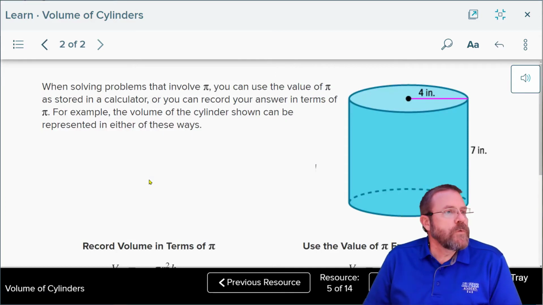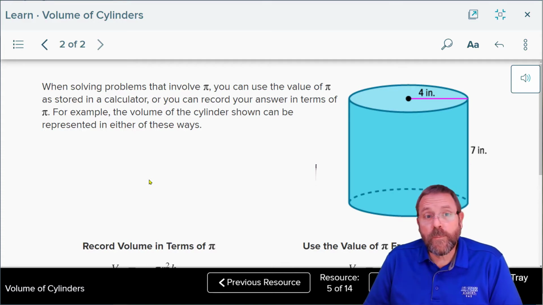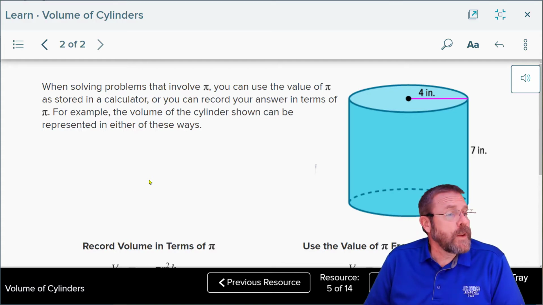Now, when solving problems that involve pi, you can use the value of pi as stored on your calculator, or you can record the answer in terms of pi. This is new. I didn't know they were going to let you all do this. For example, the volume of the cylinder shown here can be represented in either of these ways.